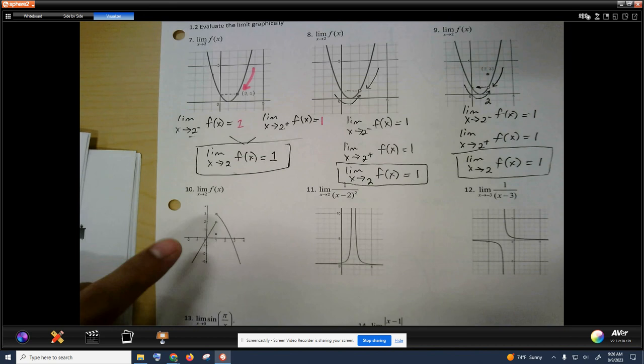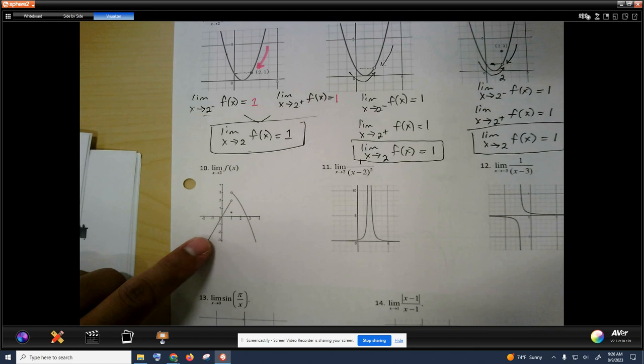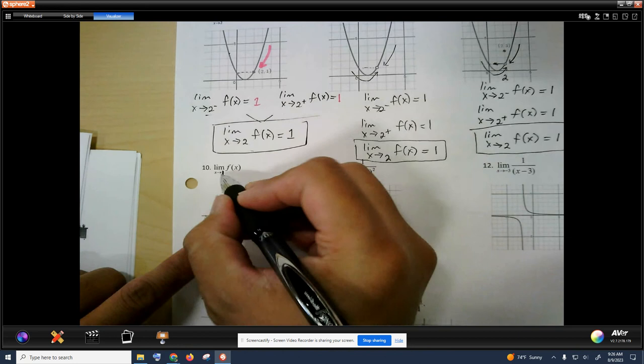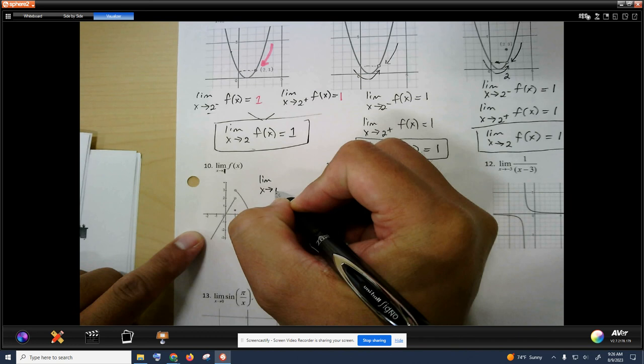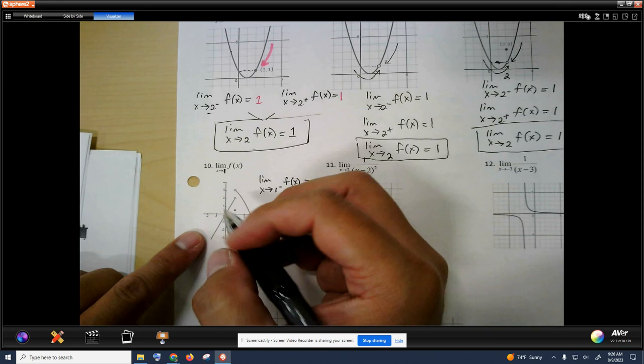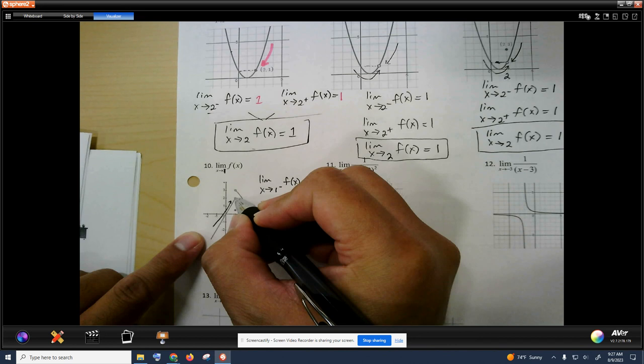Okay, sometimes we have situations like this. This time, oh, I think I forgot to fix this, but we're interested in that 1. So let's make that 1. And so we have to check the left. You're only going to look at the left. So you're going to just eyeball the left, trace it with your eyes, start from the left, and then hit where your x is going, come back. It looks like the y value is going to be 2.